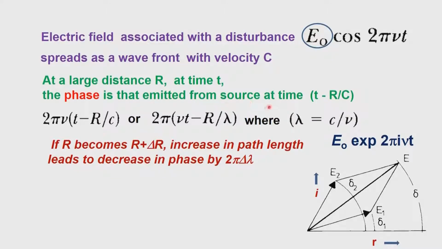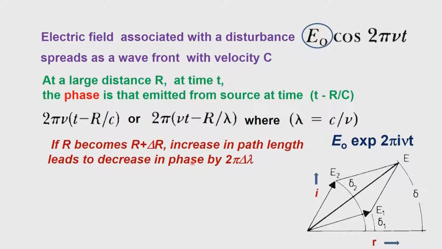Now, we consider a situation where the distance r becomes r plus delta r. If delta r is an additional distance, that means there is an increase in the path length. Whenever there is an increase in the path length, there is a corresponding decrease in the phase. As we go longer and longer distances, the phase keeps reducing, and that decrease is 2 pi delta r divided by lambda.